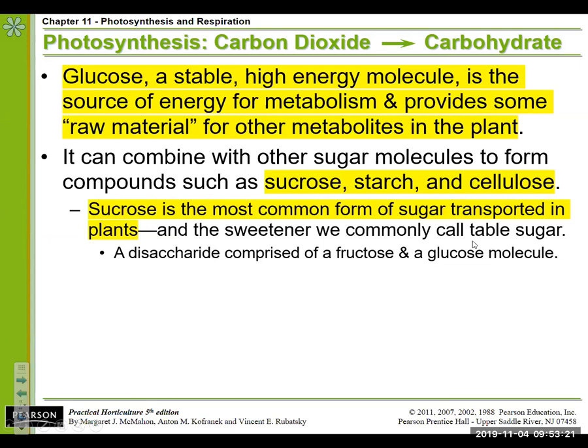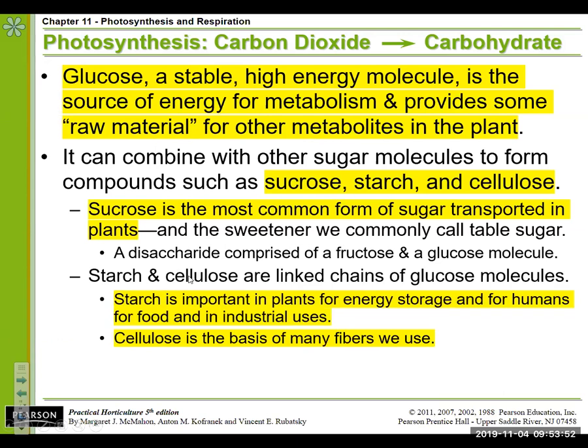As we mentioned, sucrose, the most common form of sugar transported in plants, also the sweetener that we call table sugar. And it's basically a disaccharide molecule comprised of fructose and glucose molecules. Fructose we tend to think of as more the sugar that is in fruits, right? And glucose being that kind of common energy carrier.